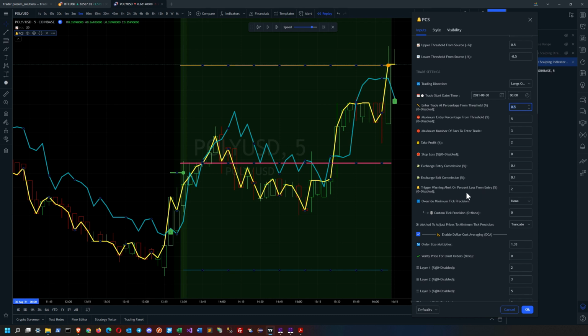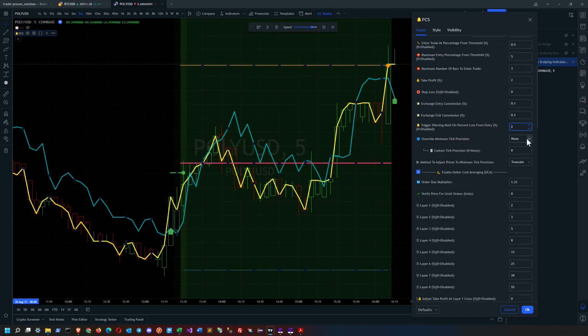2% warning alert on percent loss from entry. So this is interesting, because if you want to set up an alert to warn you about a loss from the trade, essentially if you fall below 2% in the negative direction, let's say you're in a drawdown of 2%, you can have this warn you. Obviously it's set to 2, but you can set it to anything you want, so that way you can have a special alert notification sent to you.